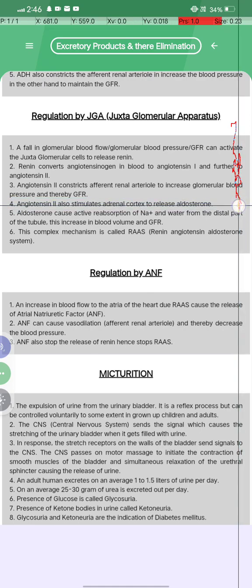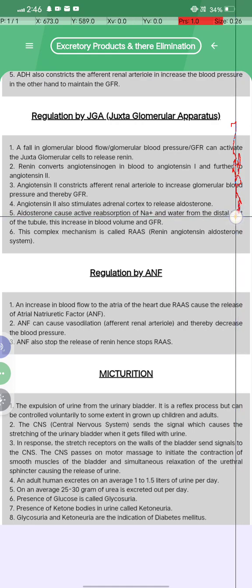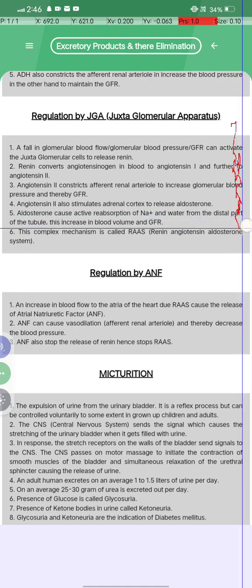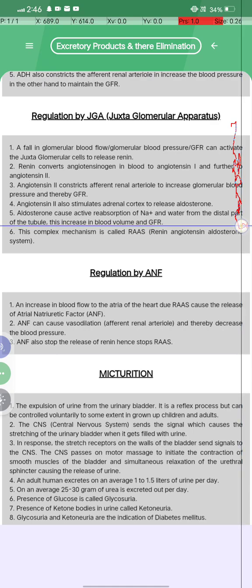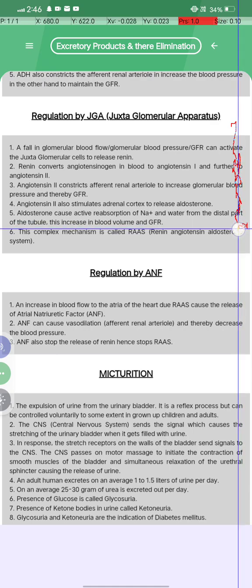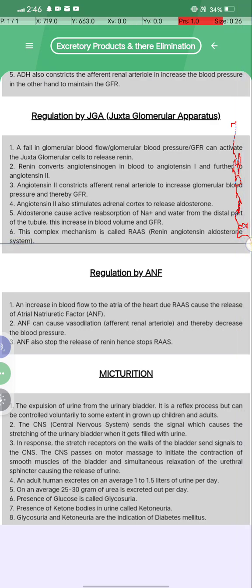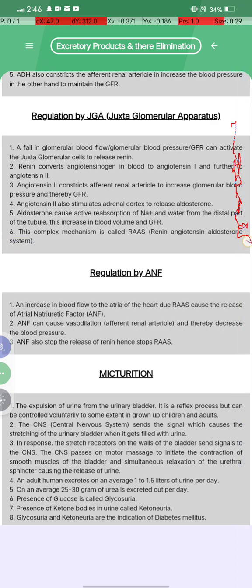Angiotensin second also stimulates the adrenal cortex to release aldosterone. Aldosterone causes the active absorption of sodium and water from the distal part of the tubules. This increases the blood volume and GFR. This complex mechanism is called RAAS, the renin angiotensin aldosterone system.